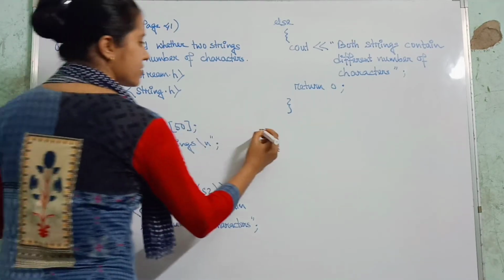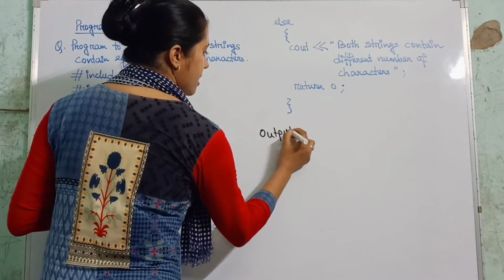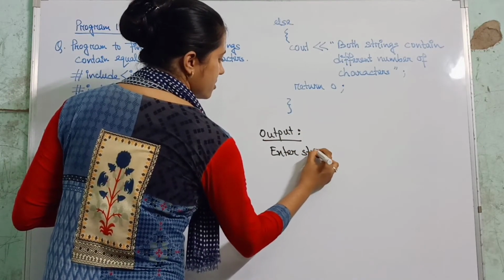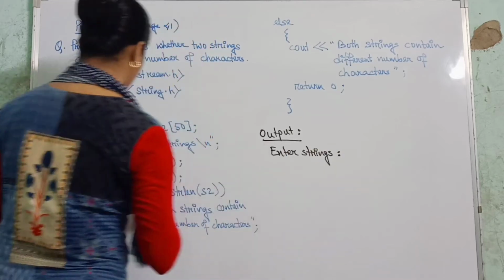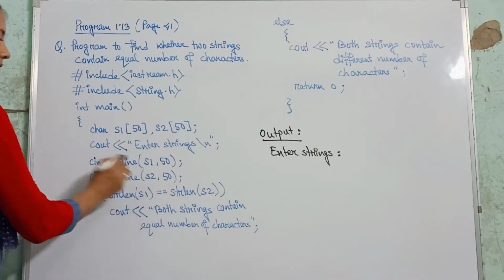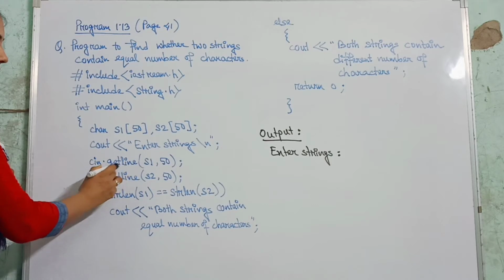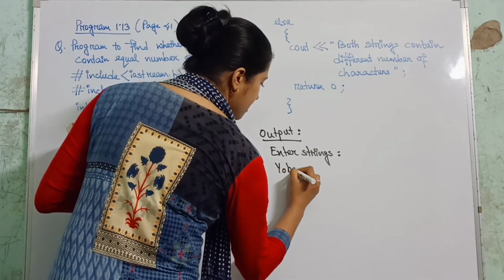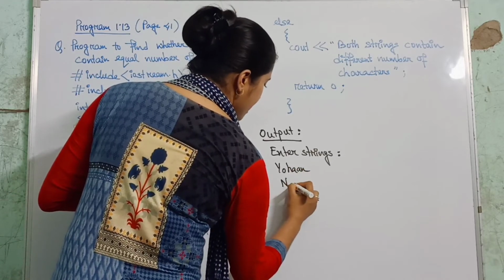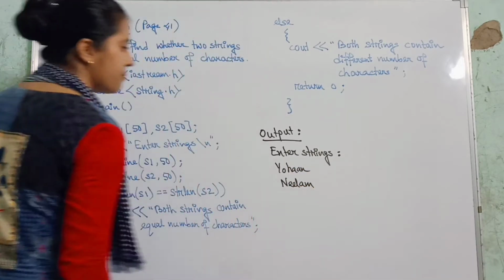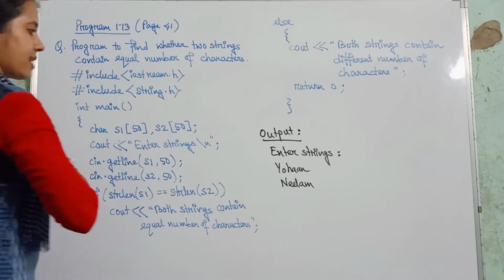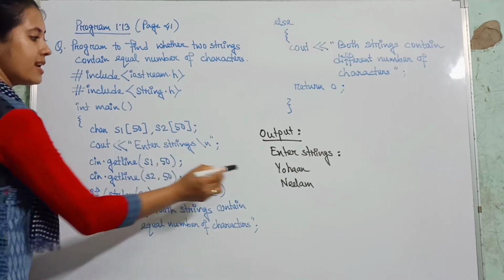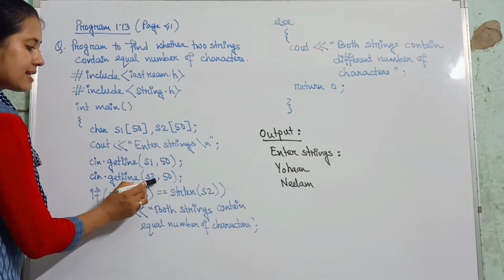Now here it is telling to enter strings. So the output will show "Enter strings", telling the user to enter the strings. The strings that will be entered will be read by the getline function. Suppose one string is Johan and the second one is Neelam. These are the two strings we have taken.